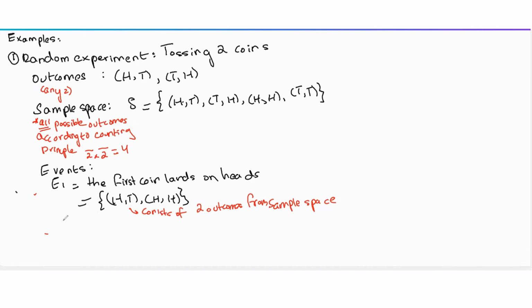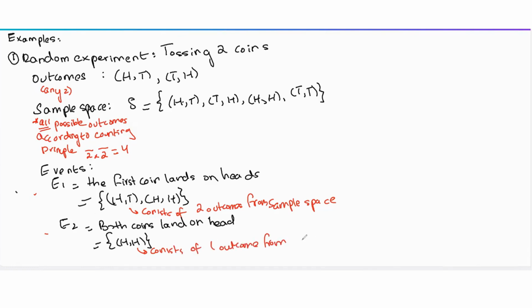Let's define another event, E2. E2 is both coins land on head. So this event is made up of just one outcome from the sample space, head head. Remember, an event is a subset of the sample space, so an event, like the sample space, is a set itself. So it consists of one outcome from the sample space.